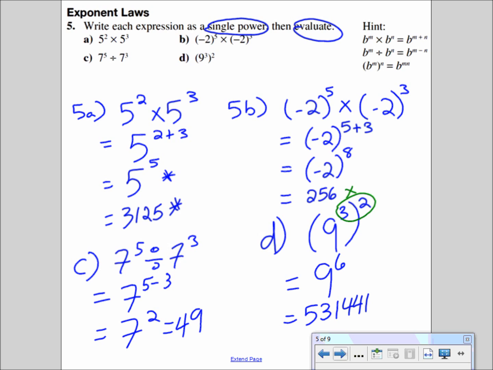Okay? Everyone okay with these? It's also on the side. All of the exponent rules are also on the top side of your page. Okay? I don't know if it's on the formula sheet.